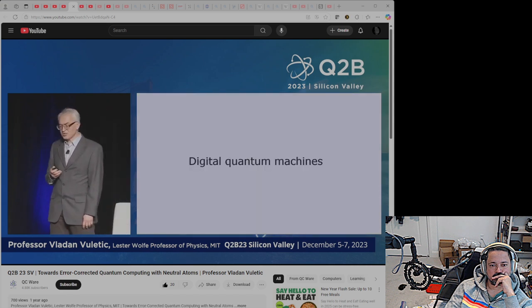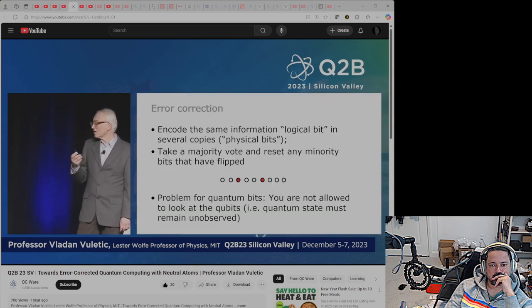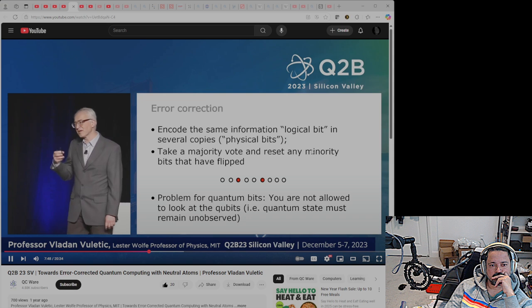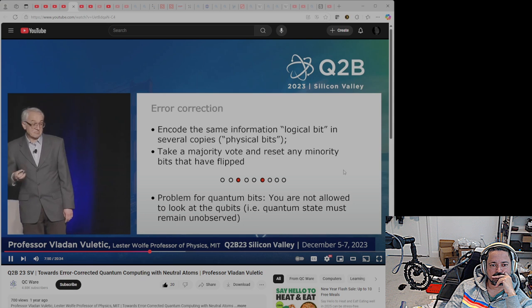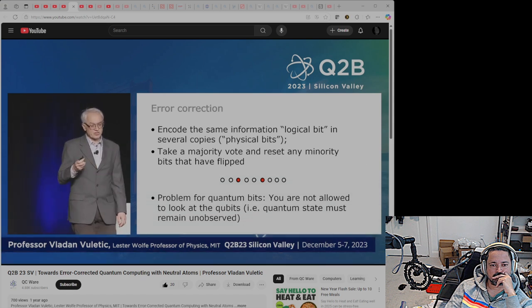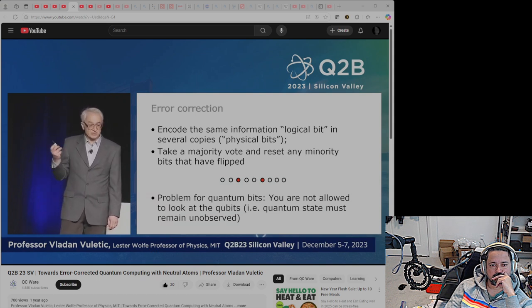So what are digital quantum machines? It's basically this idea that you do quantum gates between the atoms, and I think intellectually, error correction: encode the same information, the logical bit, in several copies, physical bits. One of the, even as an expert in quantum mechanics, one of the most remarkable ideas was this idea that even in the quantum domain, error correction is possible, which is surprising.